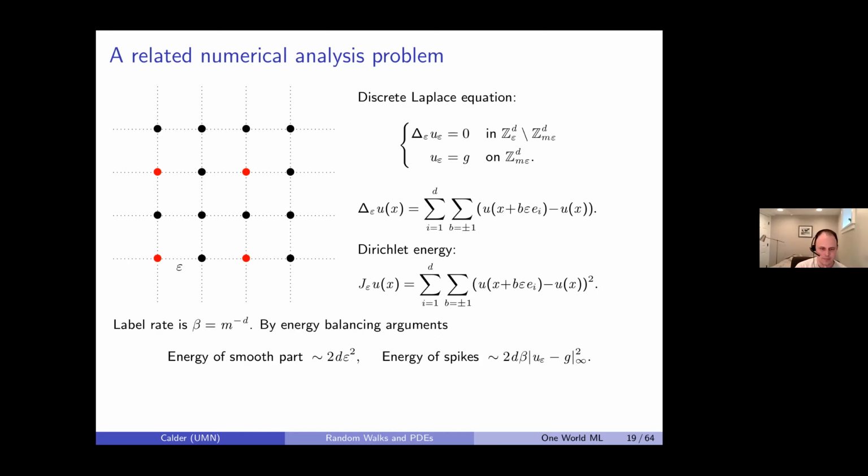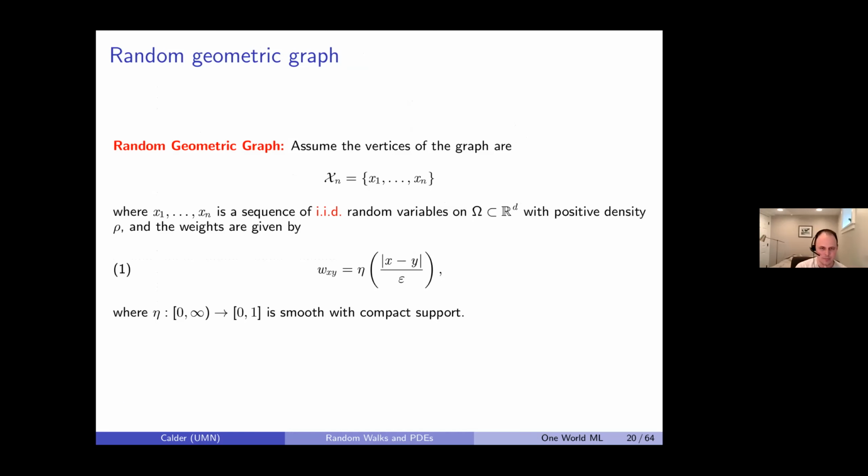Let me skip through a little bit of that slide. Sorry, I'm going to skip over one of my slides and just jump right to the random geometric graph. So the model for the graph that we look at is a random geometric graph where the vertices are IID random variables on a domain in R^d with some positive density function rho, and the weights in the graph are the geometric weights that I showed you earlier on. So you choose some positive smooth kernel that has compact support, and it could be a Gaussian oftentimes, but it doesn't matter so much for the theory.